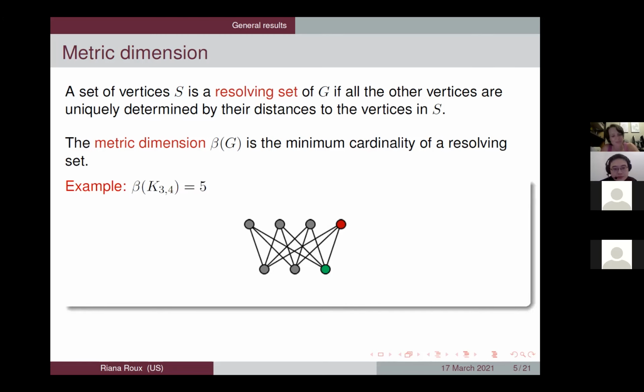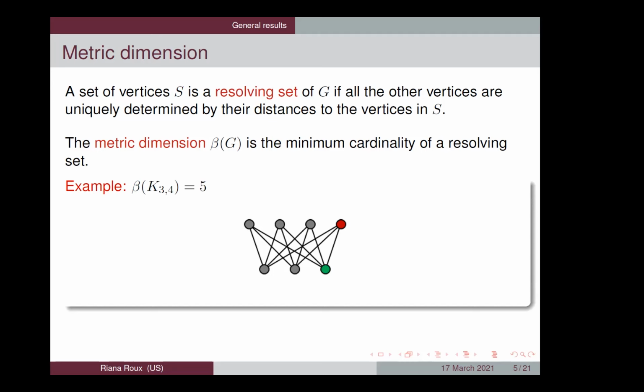But just to make sure that we get what a resolving set is, if we go back to our K3,4 example, we saw in the previous 2 slides that if I only probe 2 vertices, that I will have safe sets. So I will have vertices that have the same distance to those probed vertices, or the gray ones.